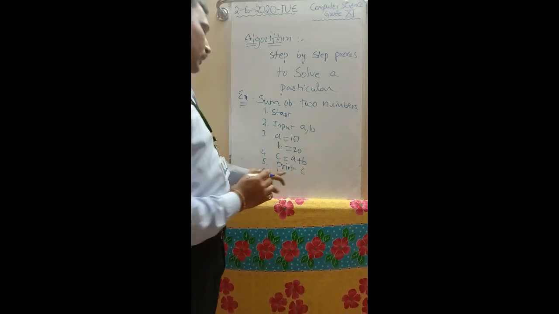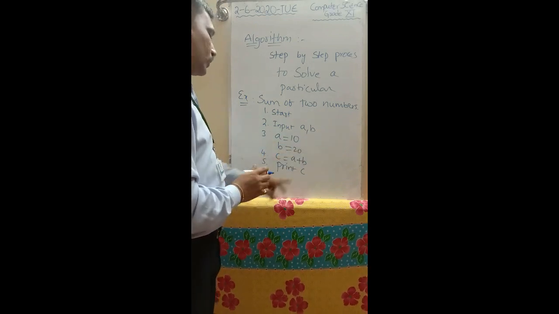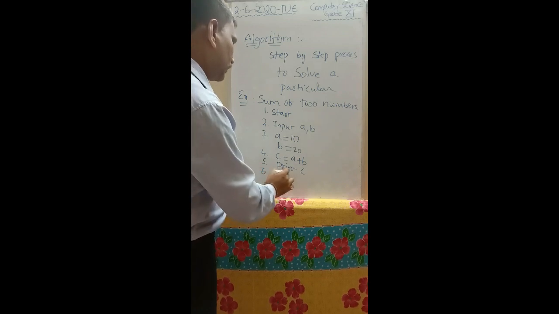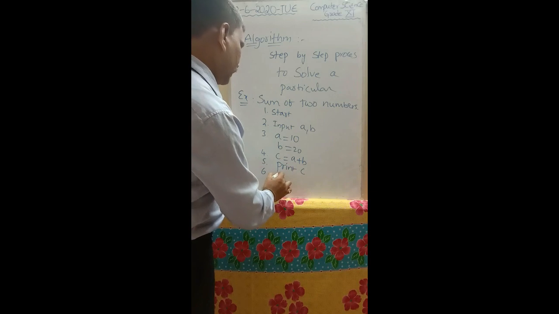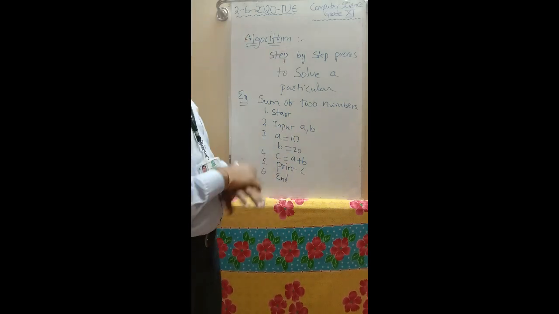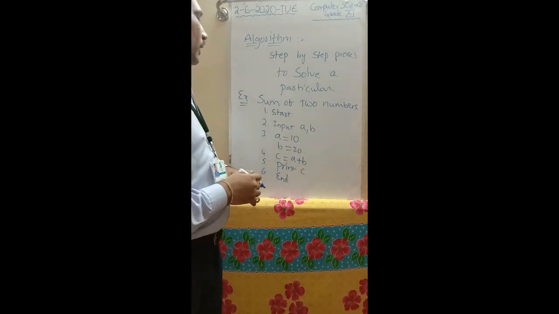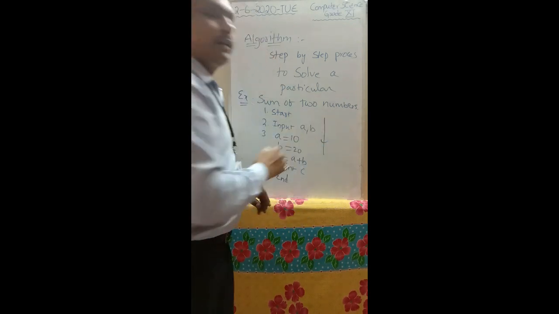The result of A plus B, 10 plus 20, is stored in C. C is 30, and finally it prints the value of C. Then end: end is the last statement of this algorithm. In this way we write a sequence of steps in a particular order, in a structured manner.